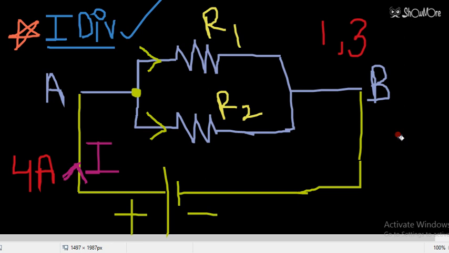Now you can note down one more point. If the values of two resistances in parallel are equal, if R1 and R2 are equal, then the current will be divided equally. You can note down this point also. If R1 and R2 are equal, then the current will be divided equally. If R1 and R2 have different values, then the current will be divided unequally.